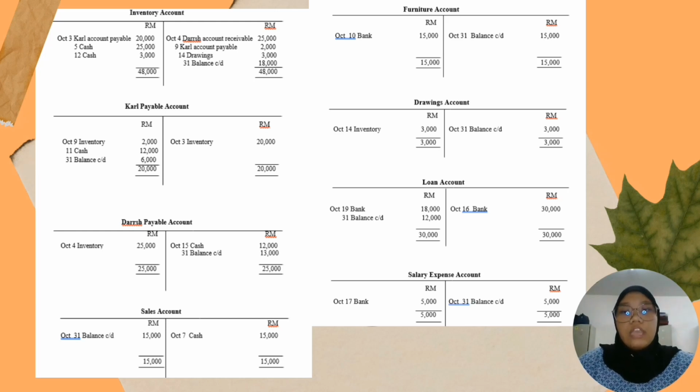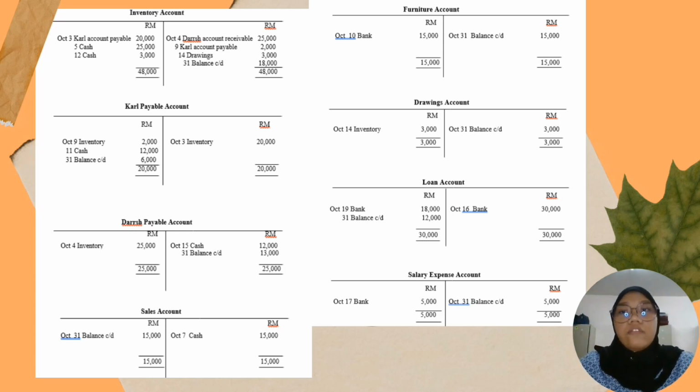Account payable has inventory, cash and balance c/d. On the credit side there is inventory of 20,000 ringgit Malaysia. Both have 20,000 ringgit Malaysia. The account payable account has inventory on the debit side, and on the credit side has cash and balance c/d. Both have a balance of 25,000 ringgit Malaysia.